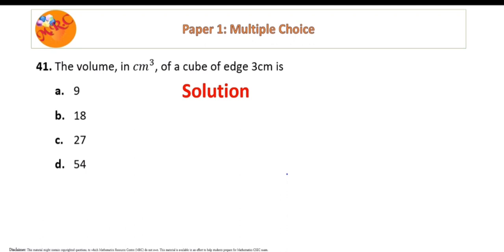The first thing that we want to do is to pull up the cube. Looking at the cube, try to visualize a cube if you don't have a physical cube to look at. What do you know about a cube? We know that the length, the height, and the width are all the same. So if the edge is 3 centimeters, that means the length, the height, and the width are 3 centimeters.